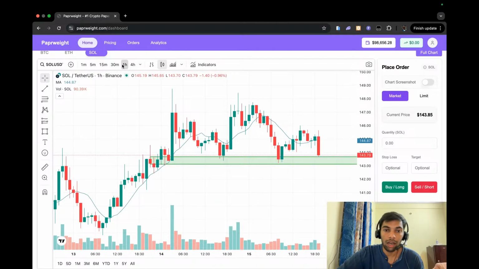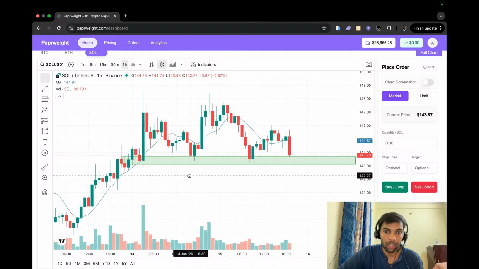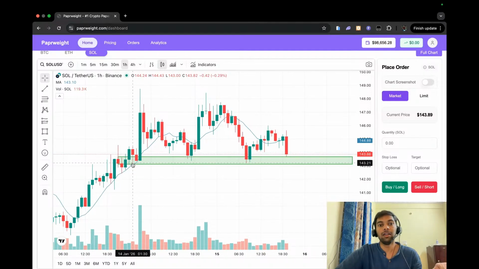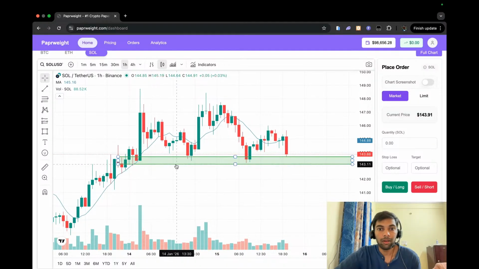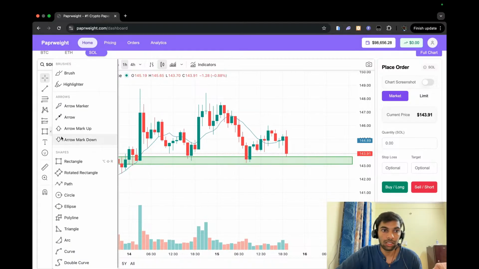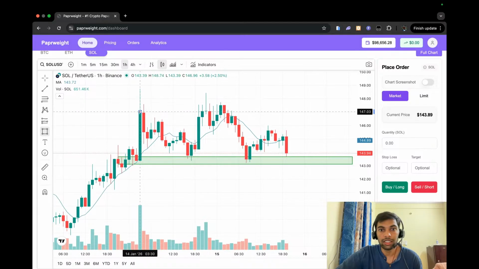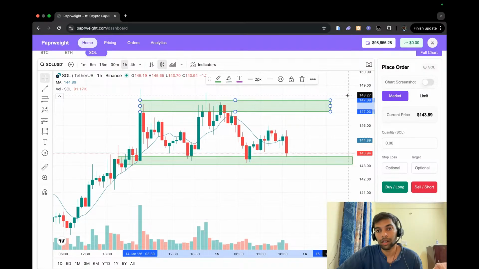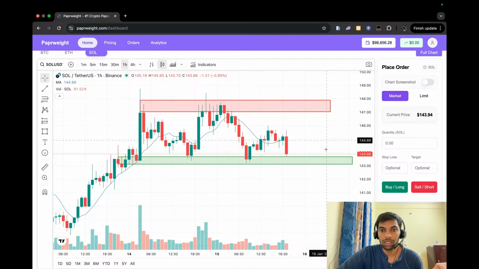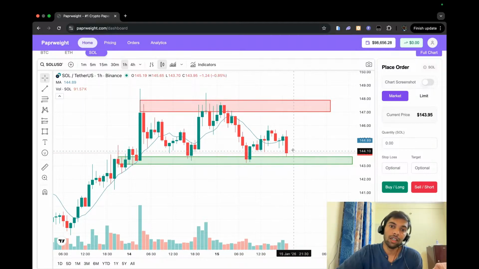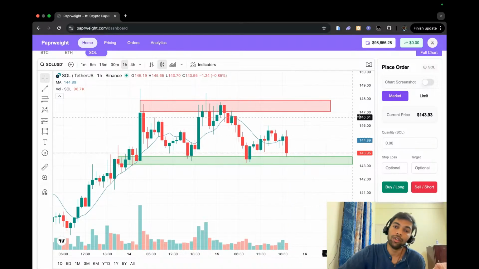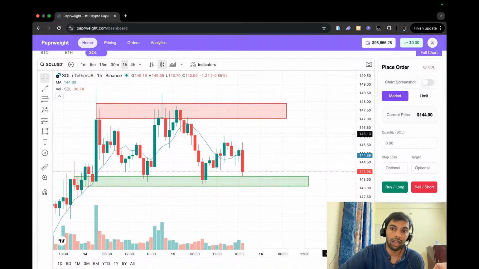I'm jumping to the 1 hour interval, and in the 1 hour interval you can just see that for quite some time the market is moving in the channel. So you can just see the channel. This is the selling zone where the market is trying to push the price action downwards, and this is the buying zone. So it is a supply and demand channel. You can just follow this channel if you want to trade in the channel.